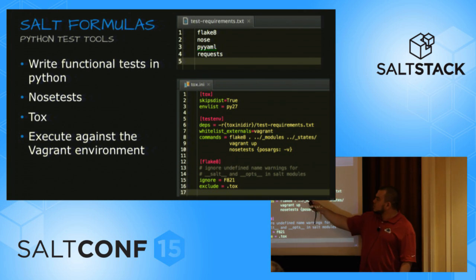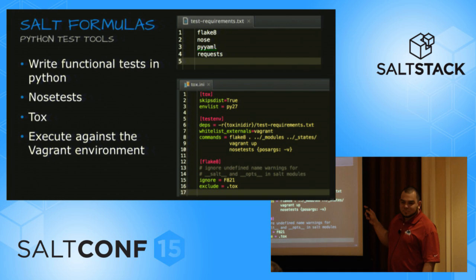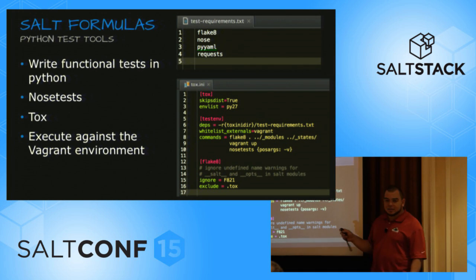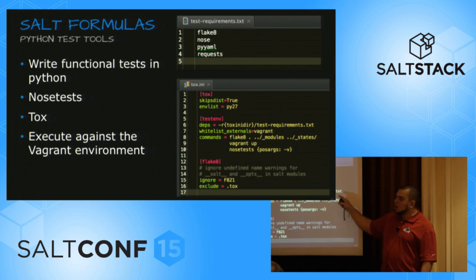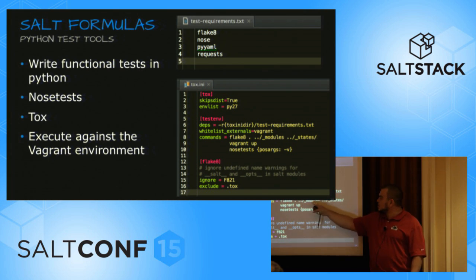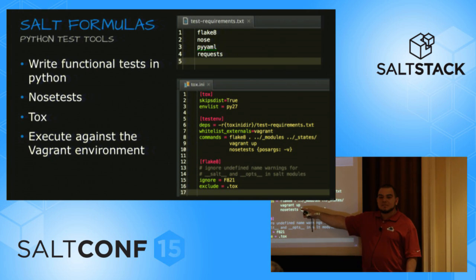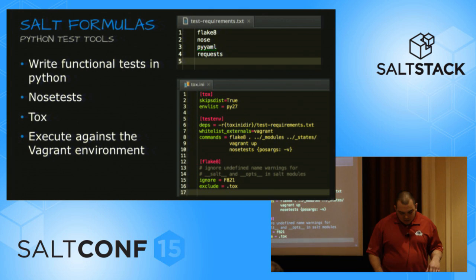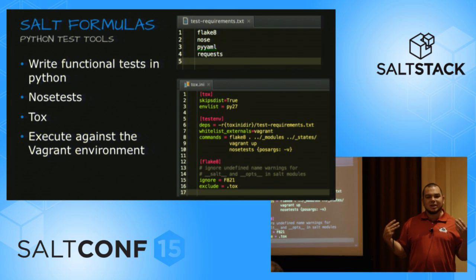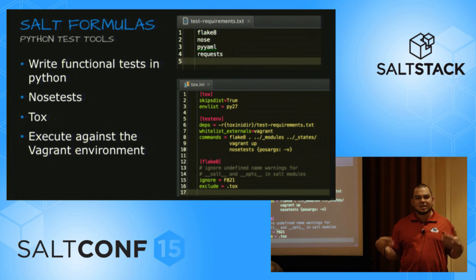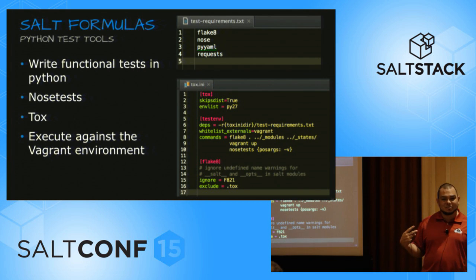So tox will create a virtual environment. For this one, I have it set to use Python 2.7. It will install all of your test requirements into that disposable virtual environment. It will then execute flake8 on the modules and states. I then have it run the vagrant up command, right? When that vagrant up command executes, Vagrant begins to provision those VMs that I've defined in that Vagrantfile and executes the salt provisioner on each one of them.